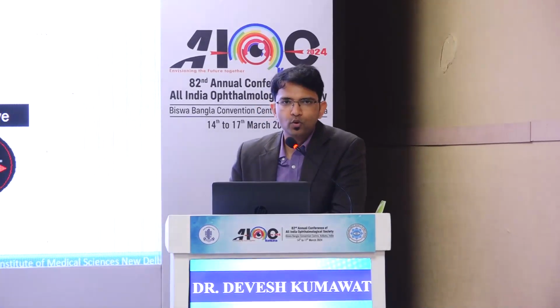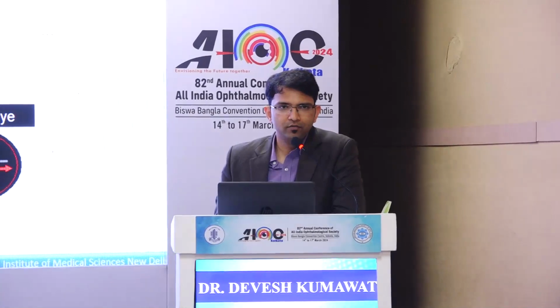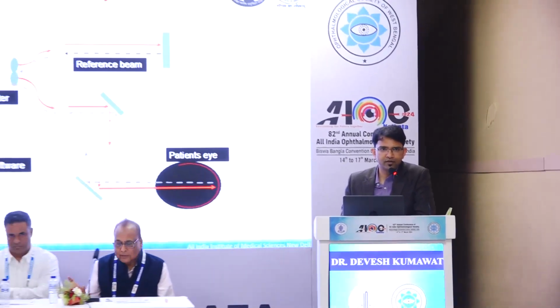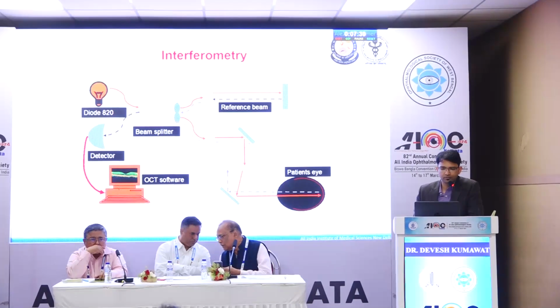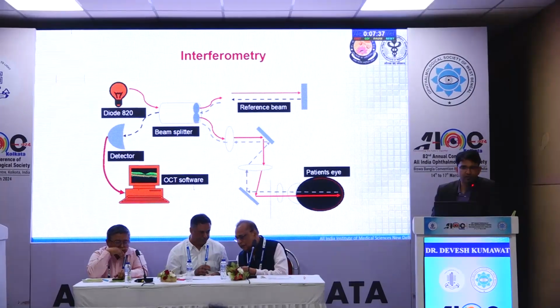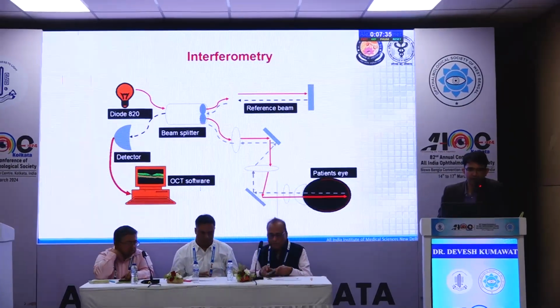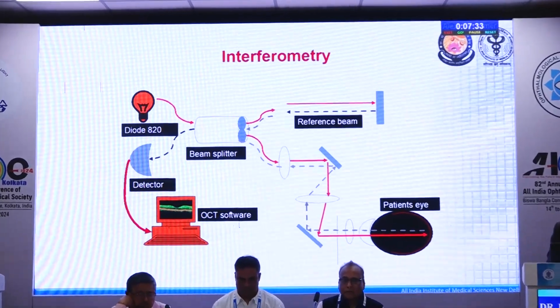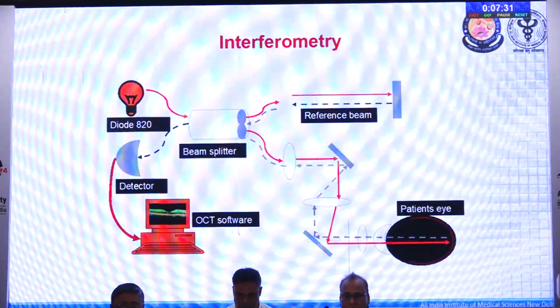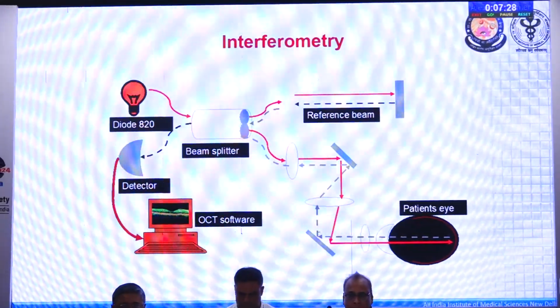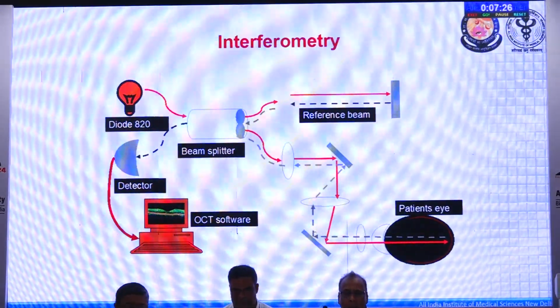So, optical coherence tomography is basically an optical biopsy of the tissues, and it is performed using the principle of low coherence interferometry, wherein you have a light source which is split by a beam splitter. One beam will be the reference beam, it will go to the reference tissue and reflect back, and the other beam will go into the patient's eye through the optical system, and the reflected beams are then detected and analyzed by the OCT software.